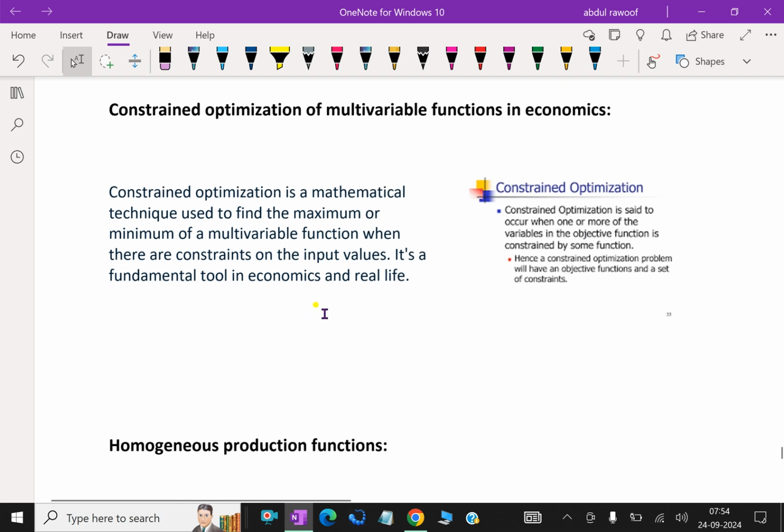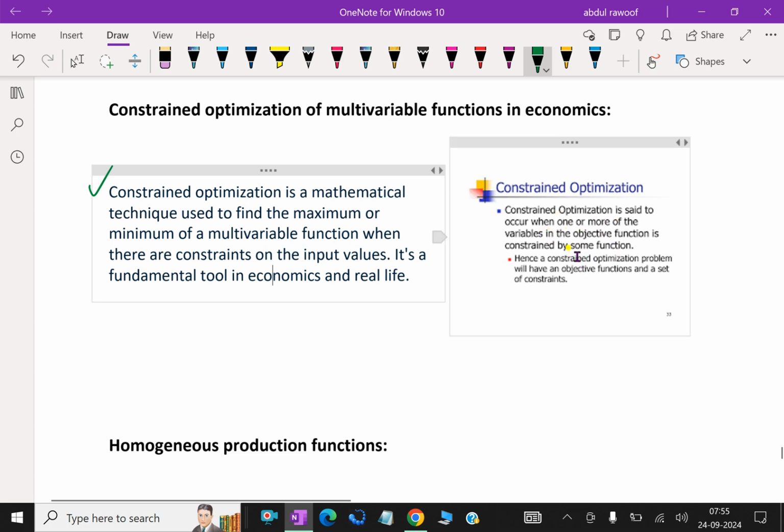Constraint optimization of multivariable functions in economics. Constraint optimization is a mathematical technique used to find the maximum or minimum of multivariable functions when there are constraints on the input values. It is a fundamental tool in economics and real life. Constraint optimization is said to occur when one or more of the variables in the objective function is constrained by some functions. Hence, a constraint optimization problem will have an objective function and a set of constraints.